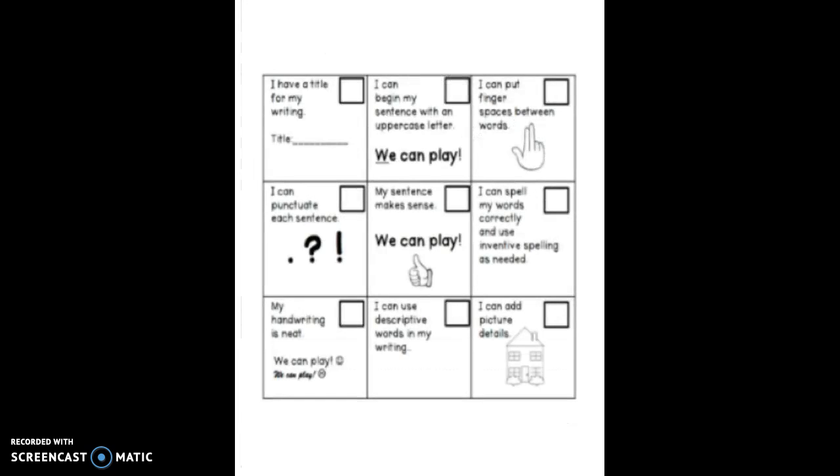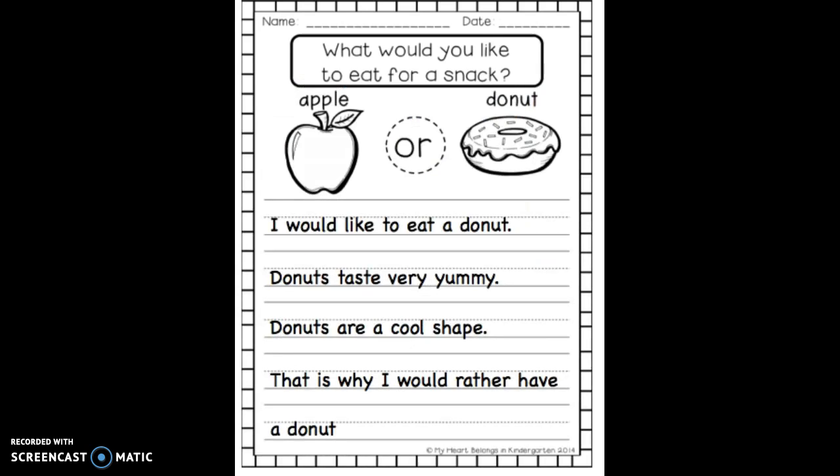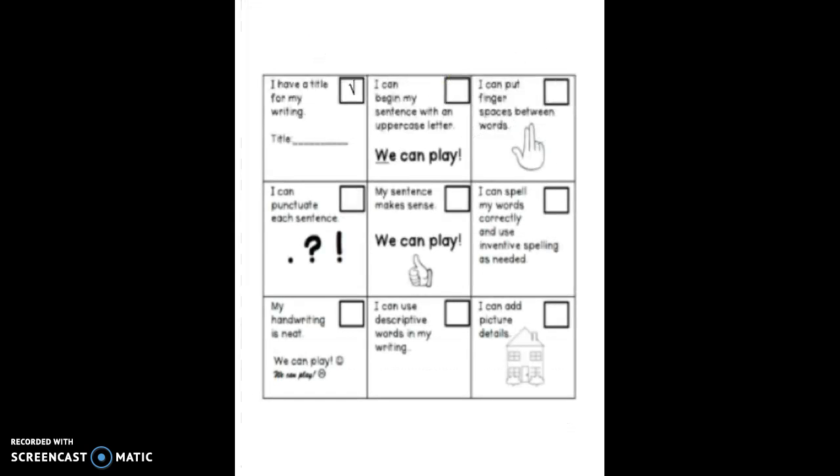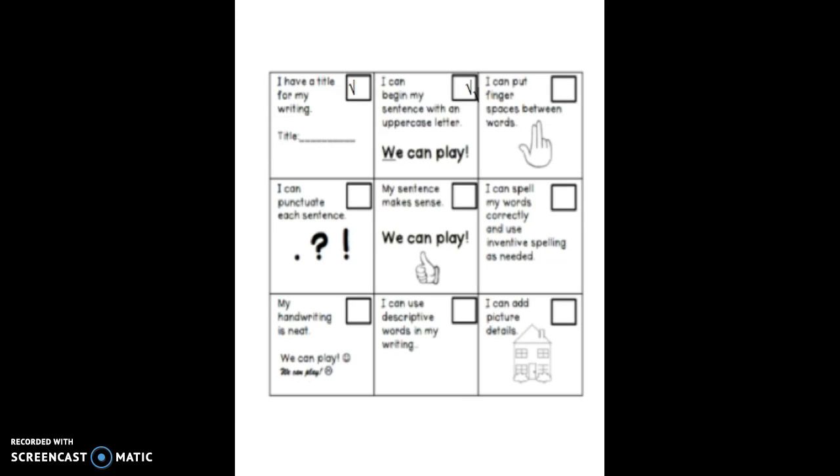Now I'm going to get my Fix It Up checklist and check everything that I need to check. Let me look at it one more time, make sure I'm not missing anything. I see that this already has a title for me, so I can check off that there's a title. I began all my sentences with an uppercase letter. I know I have finger spaces. I'm an expert at that.